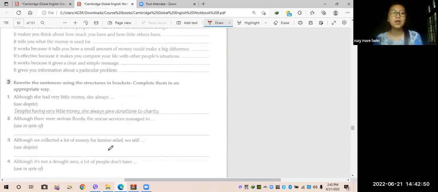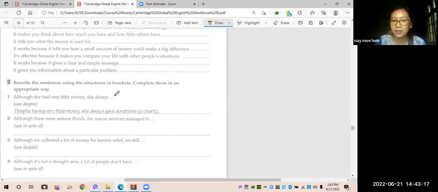Number three is rewrite the sentences using the structures in brackets and complete them in an appropriate way. So you have to rewrite these sentences by using despite or in spite of, and you also have to continue the sentences in an appropriate way. For example, although she had very little money, she always... You can continue wherever you like. So the answer is: despite having very little money, she always gave donations to charity.